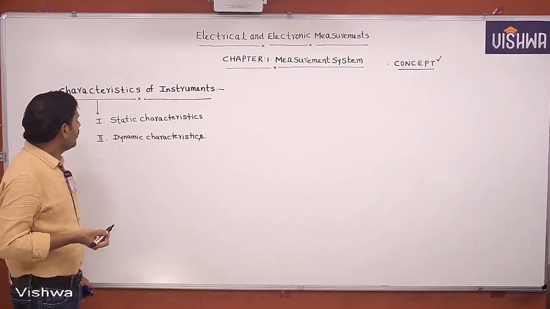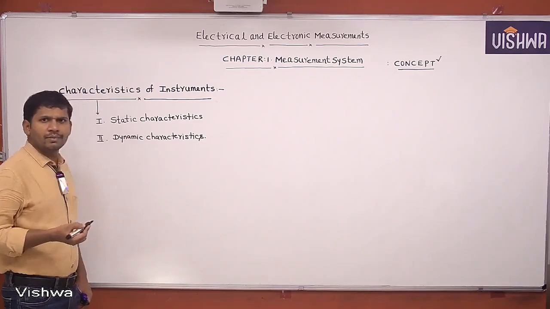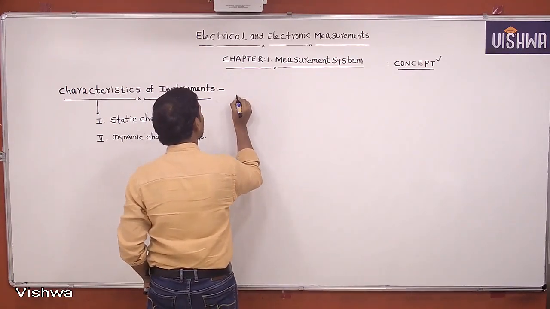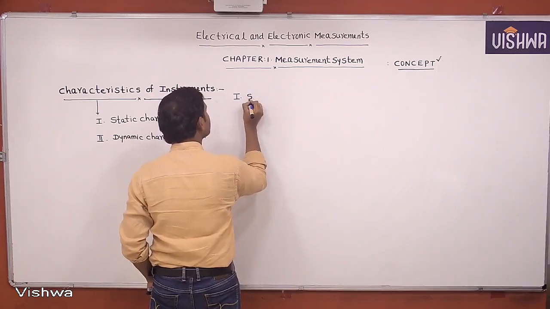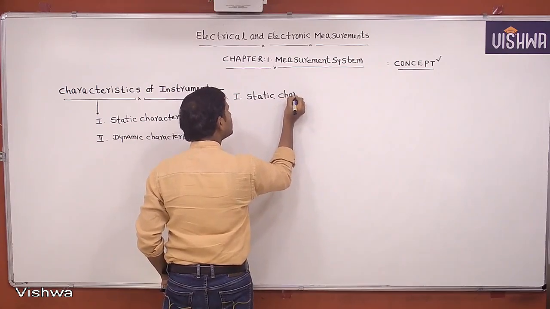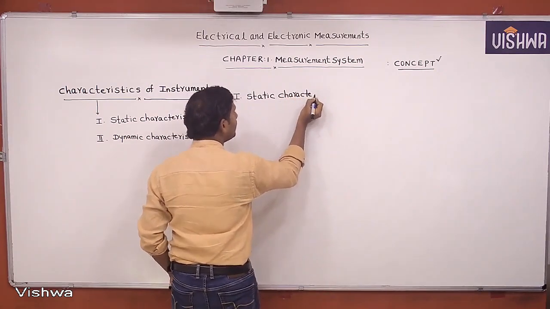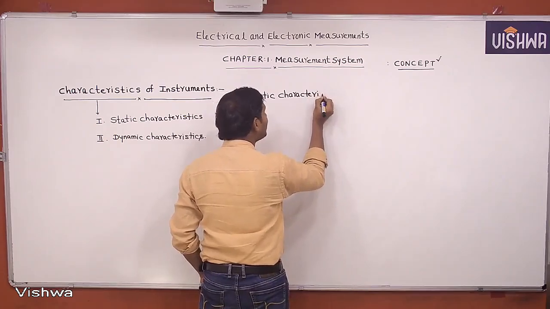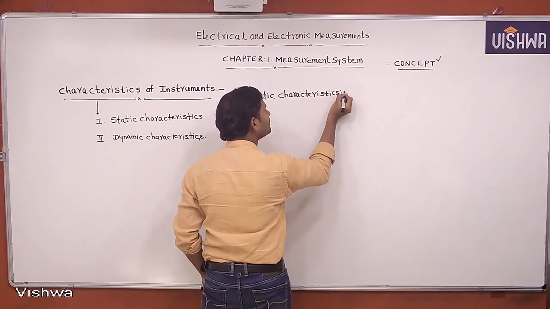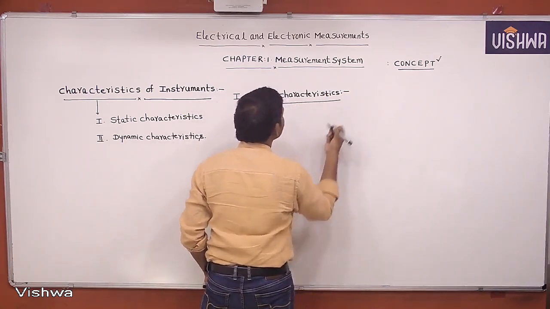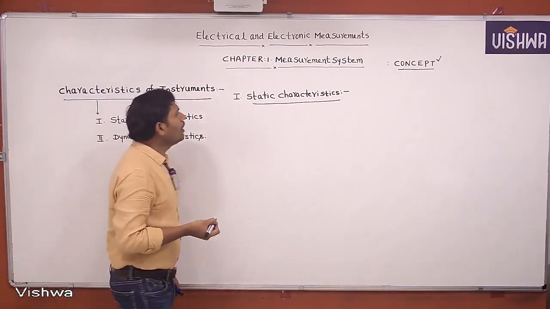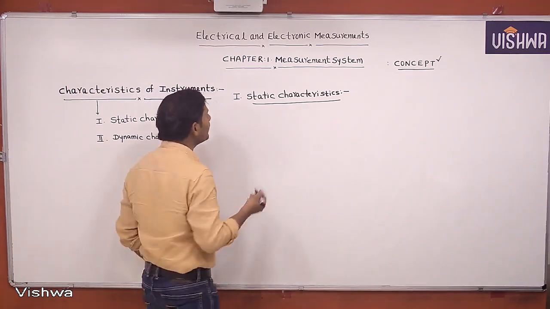Now we'll see what are the different types of static characteristics and dynamic characteristics we are using. The first one is static characteristics. These are the characteristics of instrument under static condition or slowly time varying condition. What are the different types of static characteristics?